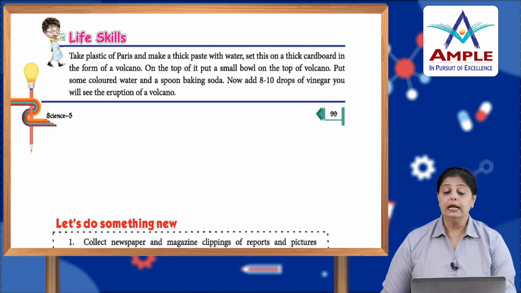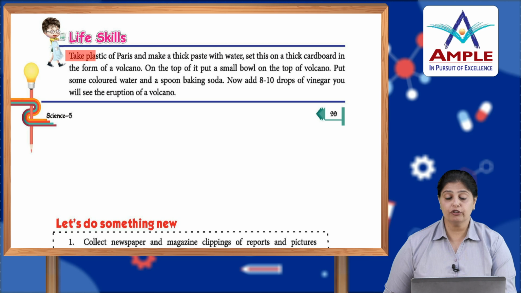Okay, now life skills. You have to take plaster of Paris and make a thick paste with water. Set this on a thick cardboard in the form of a volcano. On the top of it, put a small bowl on the top of the volcano. Put some colored water and a spoonful of baking soda. Now add 8 to 10 drops of vinegar. You will see the eruption of a volcano. Do this under the supervision of an adult.